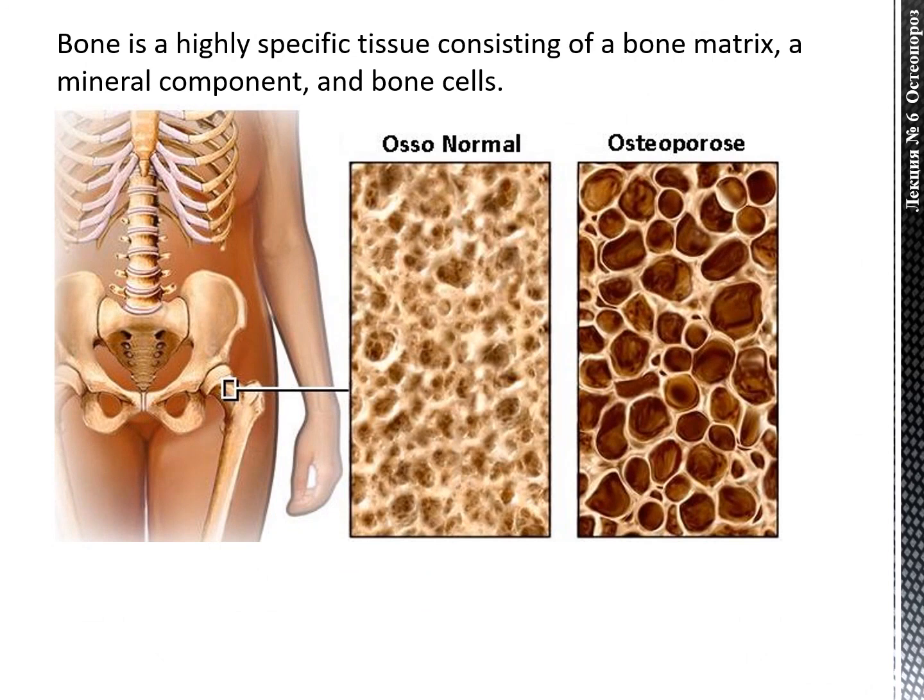So, let's remember the histology a little bit. What is a bone? Bone is a highly specific tissue consisting of a bone matrix. This is from a mineral component, mainly represented by calcium salts, and from living bone cells. Moreover, the bone has a rather specific geometric structure. That is, we have a compact bone substance that is quite dense and strong. There is a spongy bone substance.